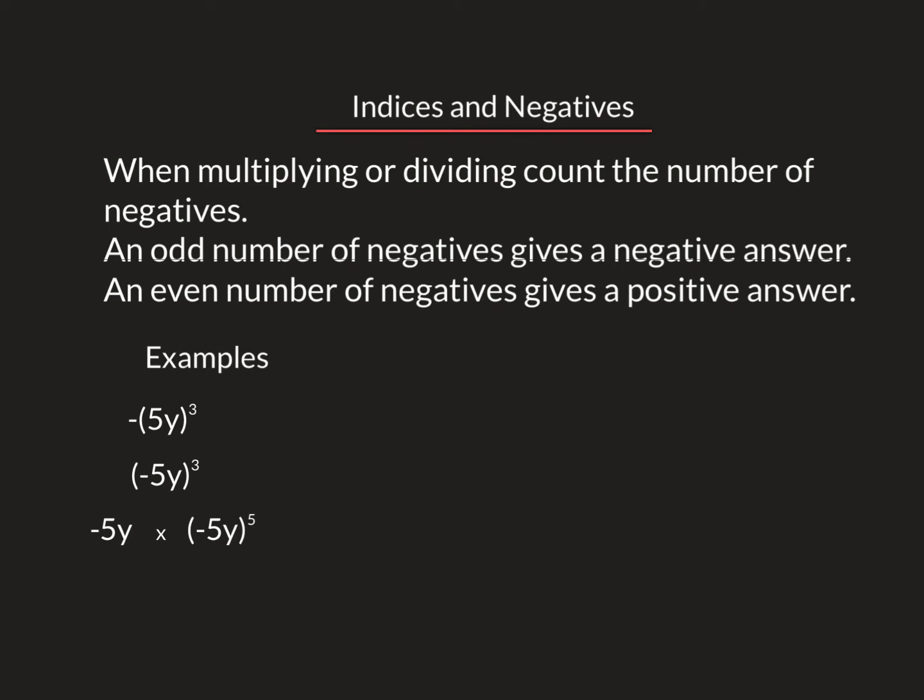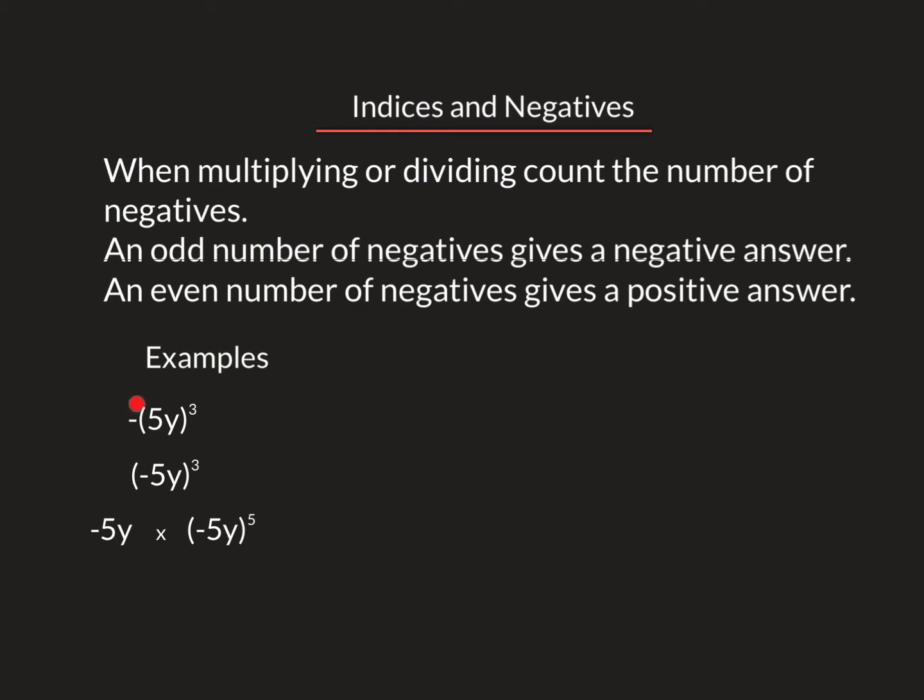This video is about indices and negatives. When multiplying or dividing, count the number of negatives. An odd number of negatives gives a negative answer. An even number of negatives gives a positive answer. Let's look at some examples.